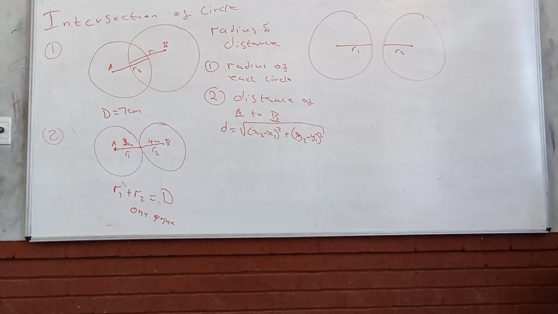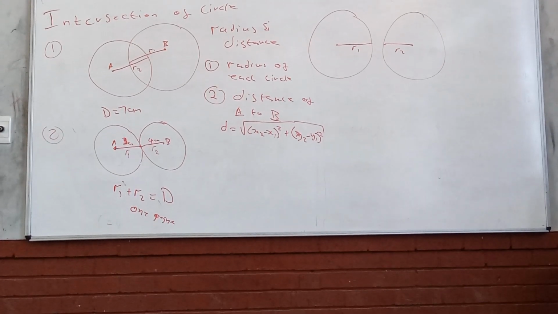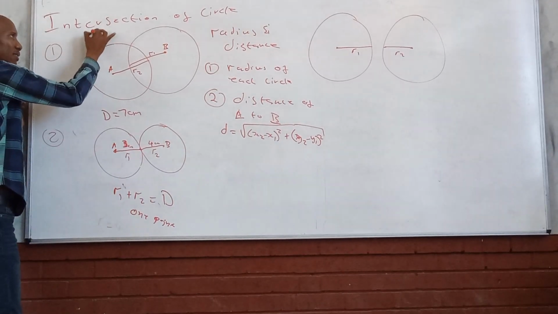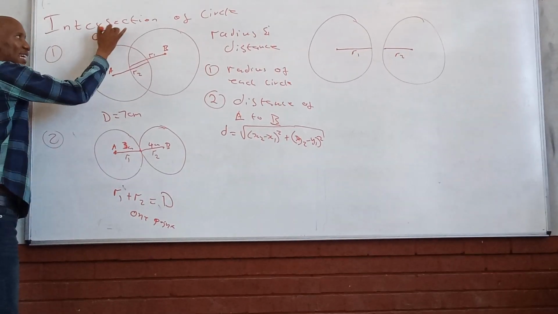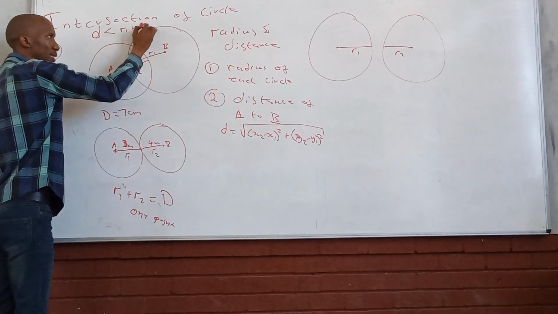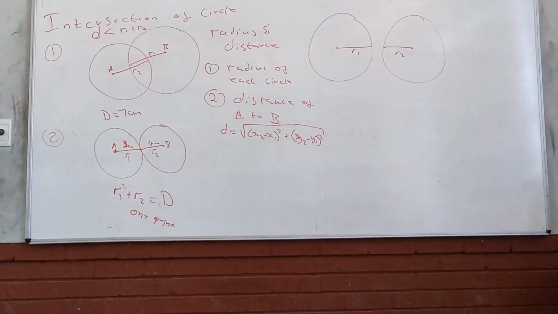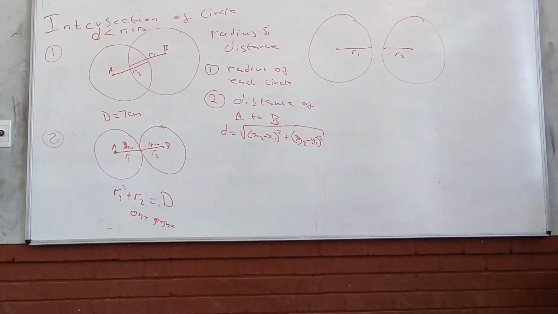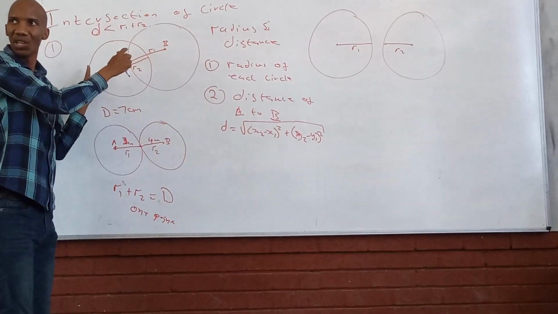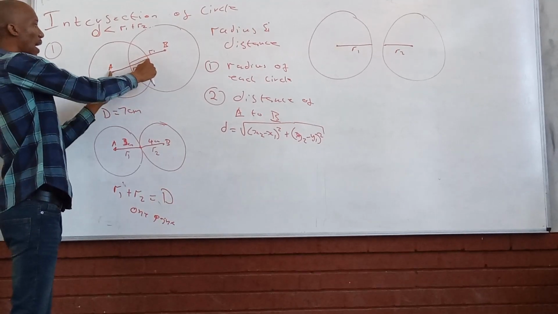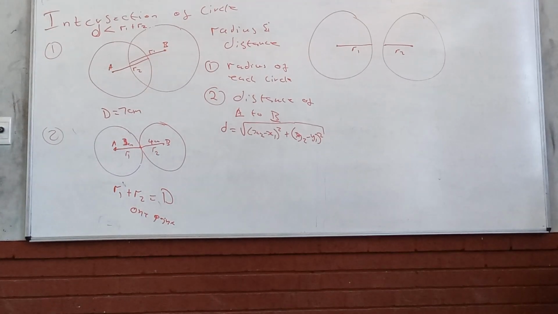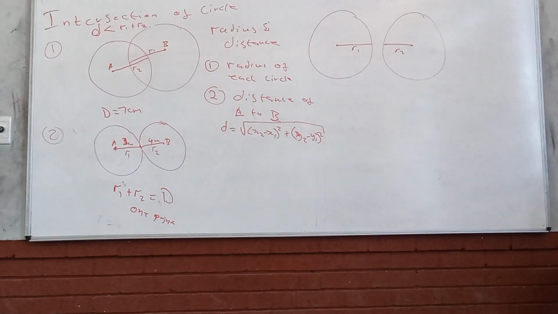And then now, with number 1 here, if you find your distance is less than your first radius plus your second radius, distance from A to B less than R2 plus R1, you see what is happening? It means it's going to intersect two times.